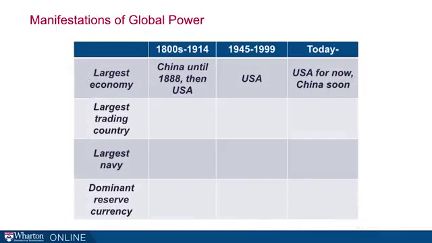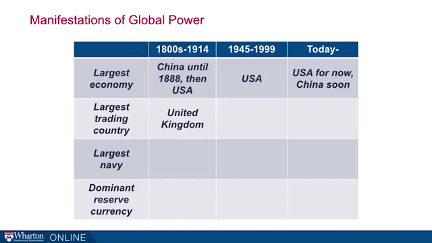So we've answered the first row in our table. For the second row, which is the largest trading nation, I'm sure that most of you were thinking that during the 19th century until World War I, the UK was the largest trader in the world. And that is exactly the correct answer.